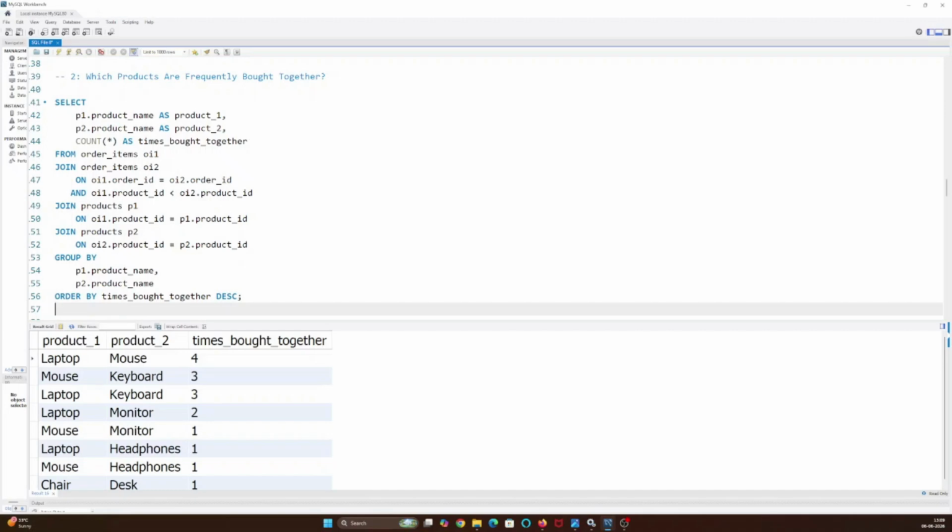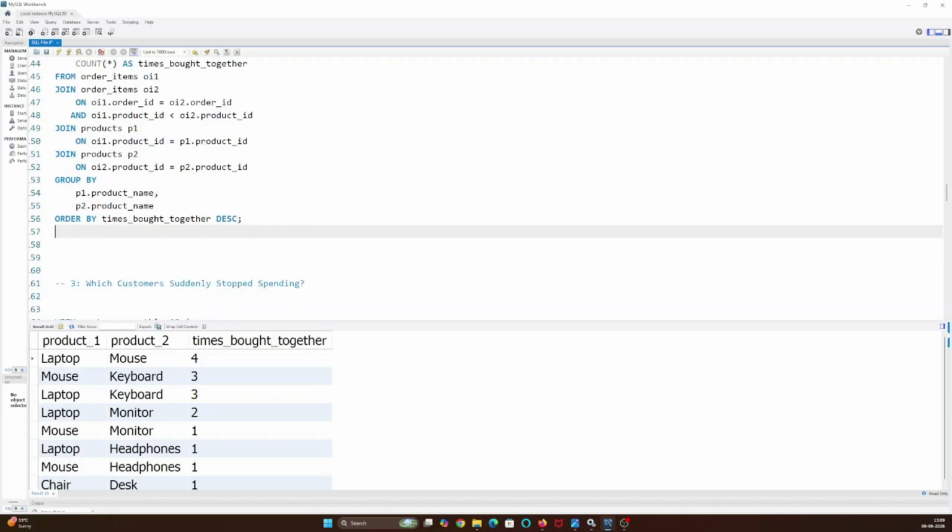Then we count how many times each combination occurs. Business impact. This powers Amazon recommendations, cross-selling, and product bundles. This single query can generate millions in additional revenue.